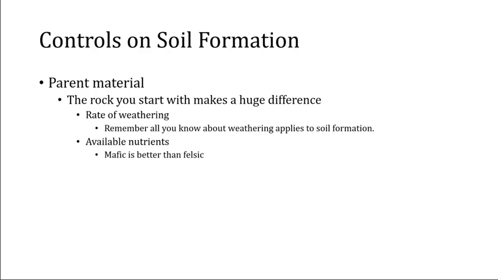Felsic rocks are mostly silicon and oxygen. I can't think of an ecosystem where silicon and oxygen are limiting nutrients. That's not something organisms are thinking about, like, gee, if I only had more silicon and oxygen. No. Or, gee, I need some more magnesium, or I need some more iron maybe. And so mafic rocks, with their more diverse chemical arrays, are better for making soils than felsic rocks.